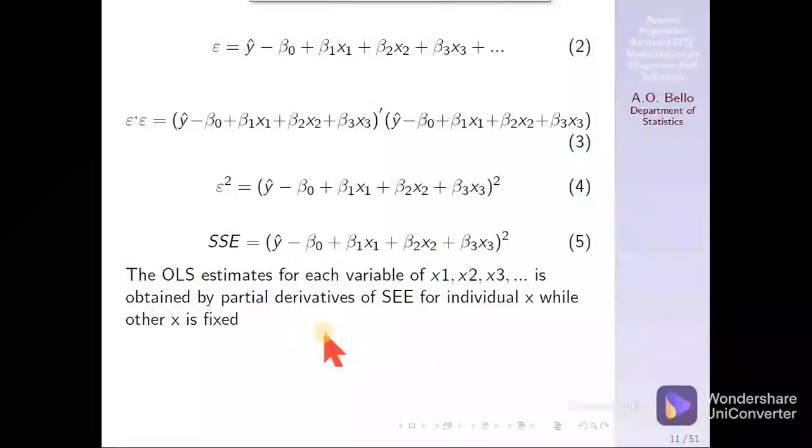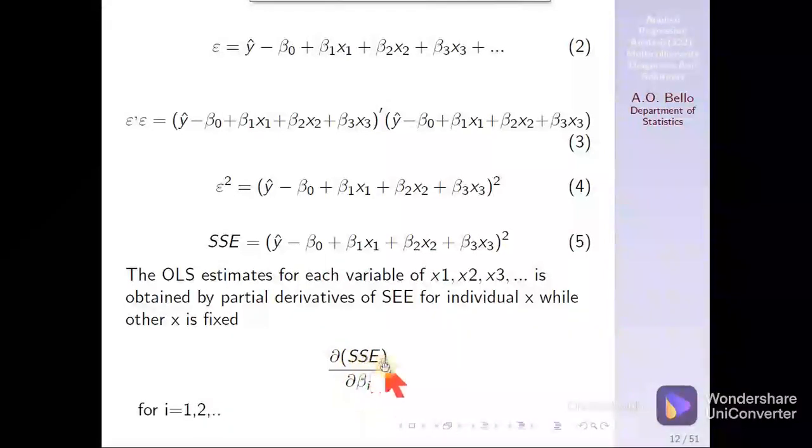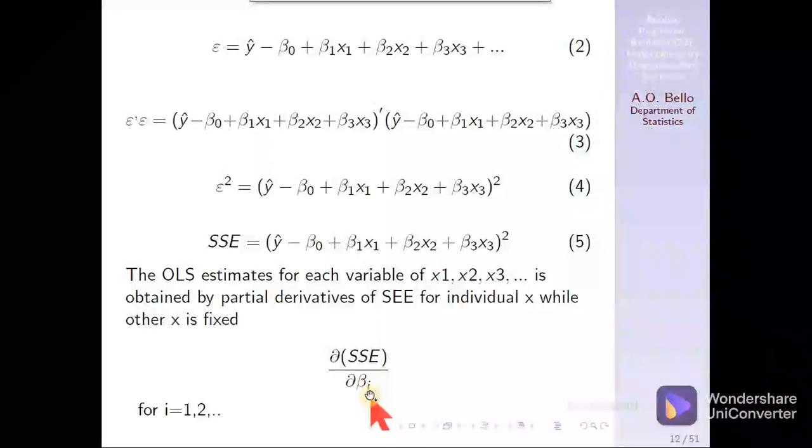So let's continue as we see some of those things. This is what we are talking about, the partial derivative of the sum of squared error with respect to the beta that is of interest per time. So bi, when i is 1, when i is 2, and on and on, depending on the number of variables that are of interest in the work.